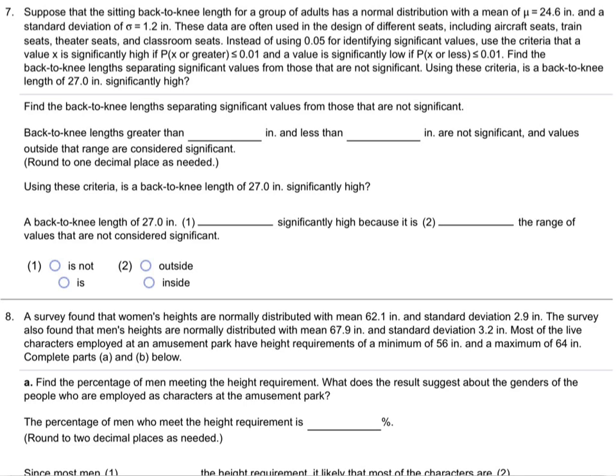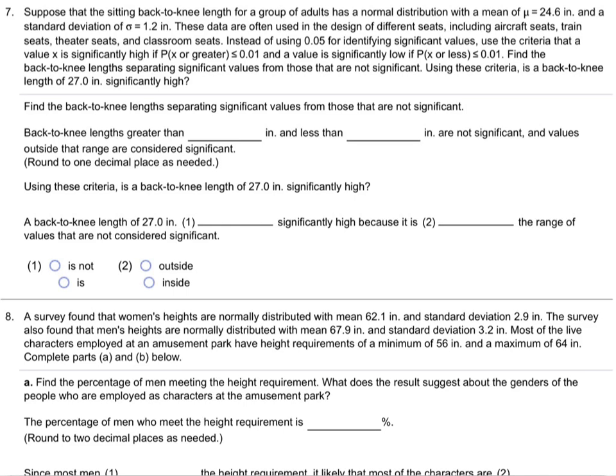So if I'm sitting down, how far from here to here? From back to knee. So how much that kind of room is. The average is 24.6 inches. These data are often used in the design of different seats, including aircraft seats, train seats, theater seats, classroom seats. Instead of using 0.05 for identifying significant values, use the criteria 0.01, basically. Find the back-to-knee length separating significant values from those that are not.